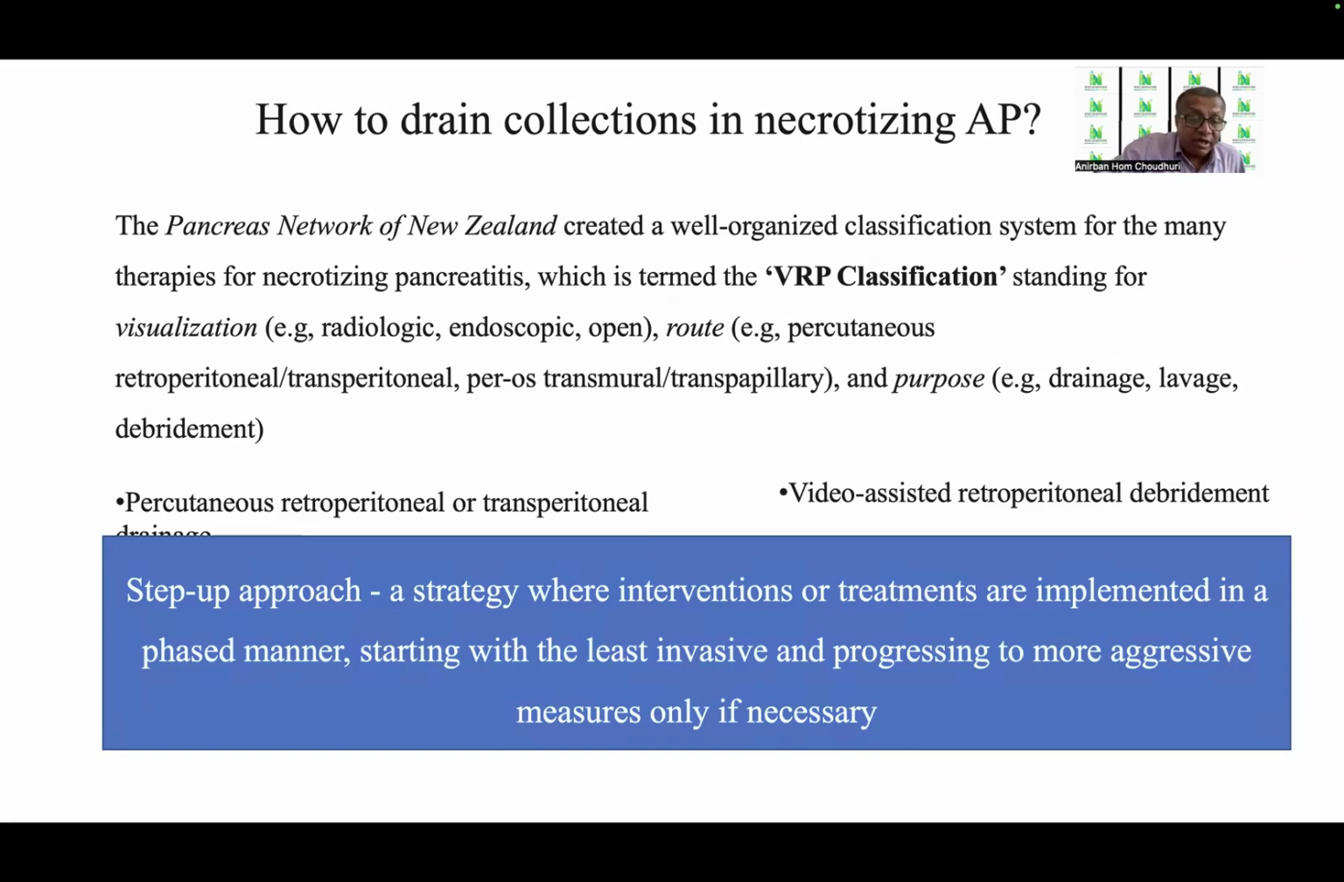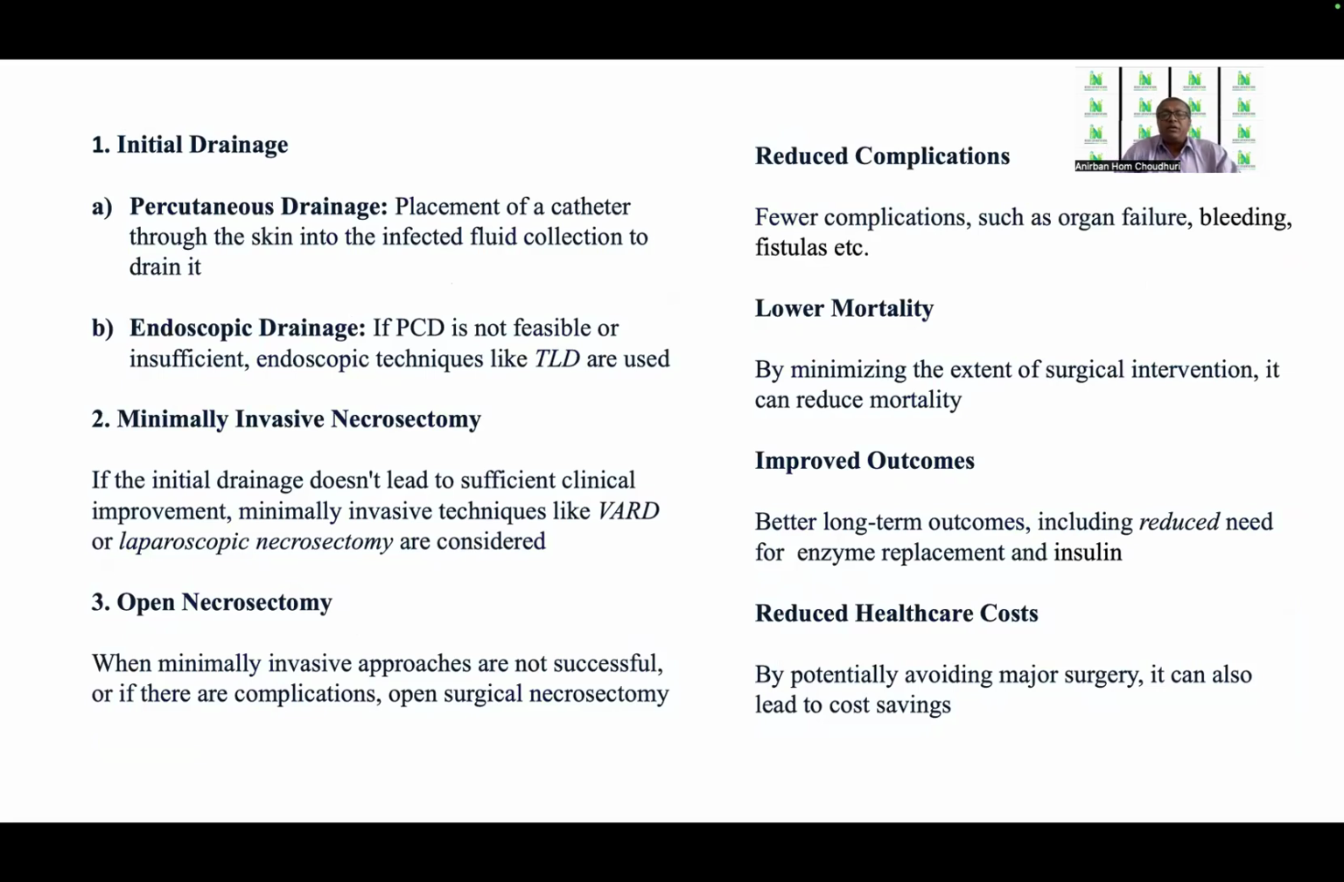But what is important is to realize that the most widely recognized step in the management is the step-up approach. The step-up approach is a strategy where interventions or treatments are implemented in a phased manner, starting with the least invasive and progressing to more aggressive measures only if deemed necessary. With the step-up approach, there is not only a reduction in complications, but also a lowering of mortality, improved outcomes, and reduced healthcare costs.